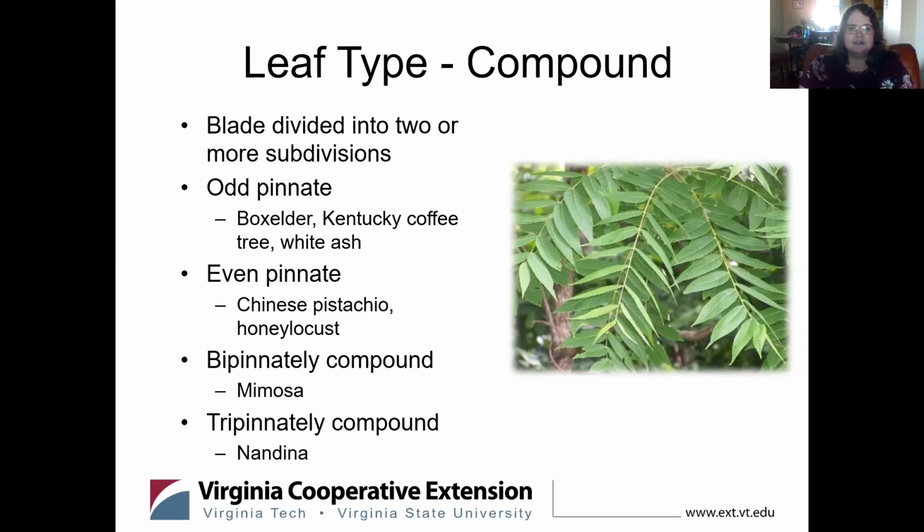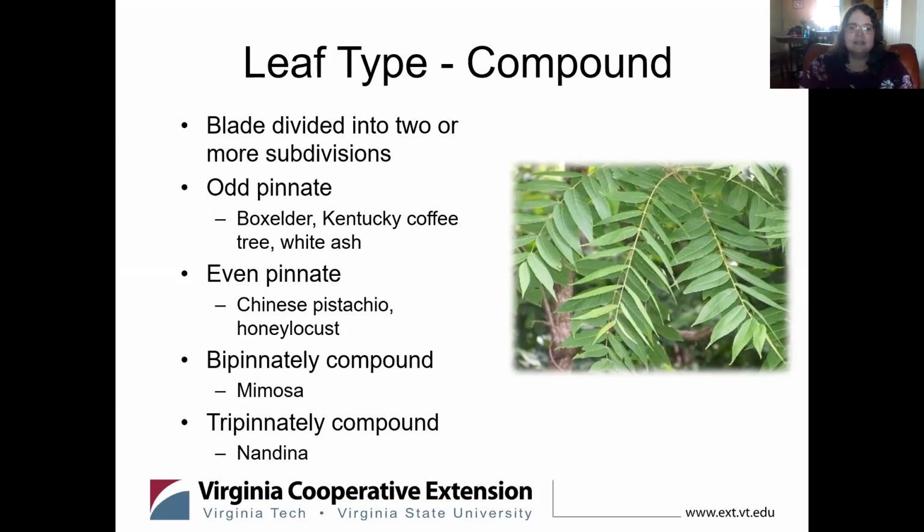Kentucky coffeewood tree is an oddly pinnate tree. White ash, most ashes, not all, but most ashes are oddly pinnate too. Evenly pinnate examples can be Chinese pistachio, honey locust. Those are both, they'll have an even number of leaves.